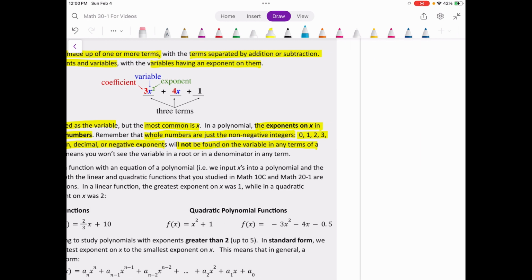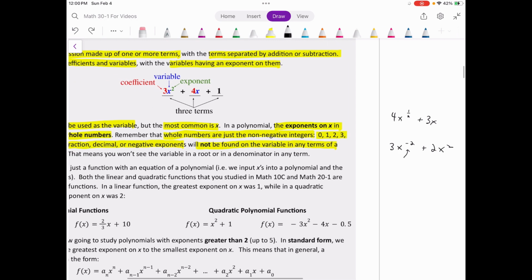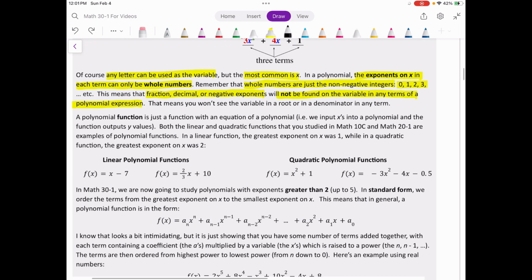If we see something like 4x to the 1/2 plus 3x, I mean, there's nothing illegal about this, but it isn't a polynomial, okay? Same goes if we had 3x to the minus 2 plus 2x squared, or something like that. That minus 2 means we don't have a polynomial here, okay? It's a mathematical expression, and we could talk about it, but it is not classified as a polynomial. For a polynomial, you can only have whole number exponents on the variable.